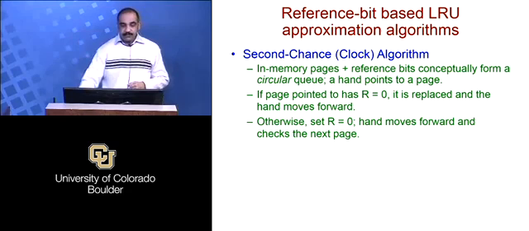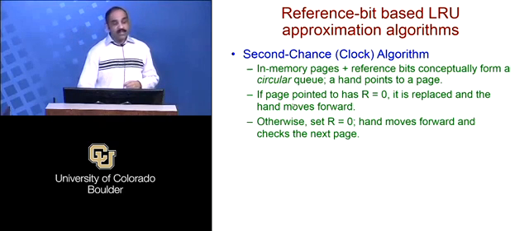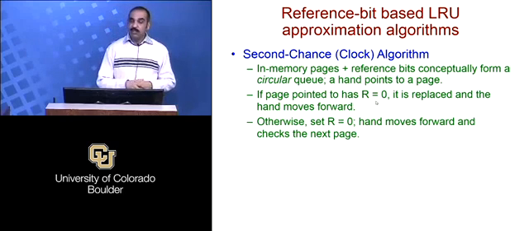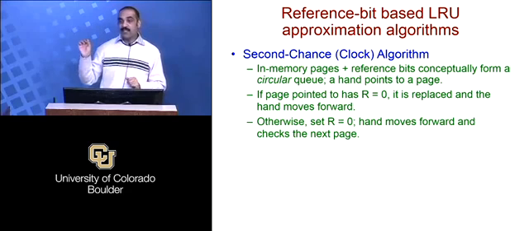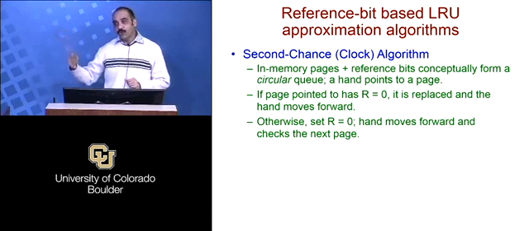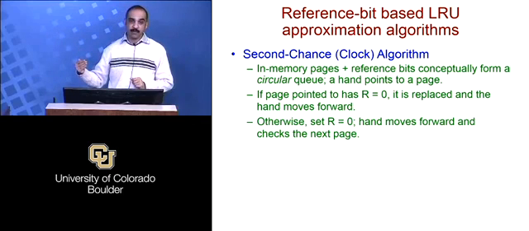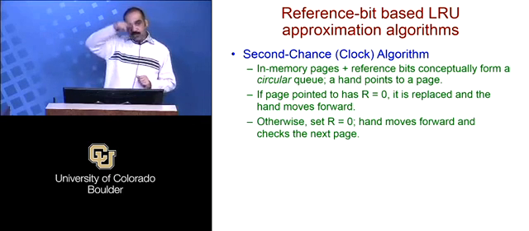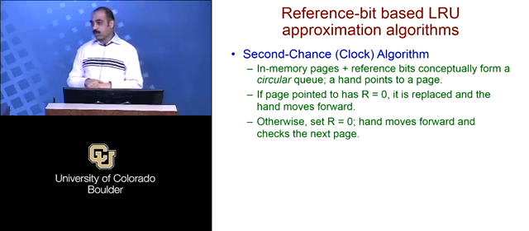And look at the reference bit. If the reference bit of that page is 0, you just replace that page. That's the page you choose. If the reference bit is 1, then you change the reference bit to 0, you move forward and look at the next page. So that's basically what the clock algorithm is.